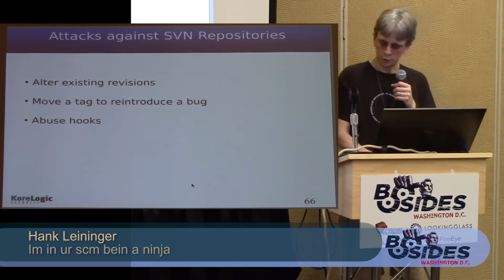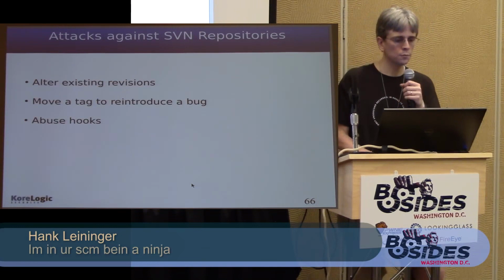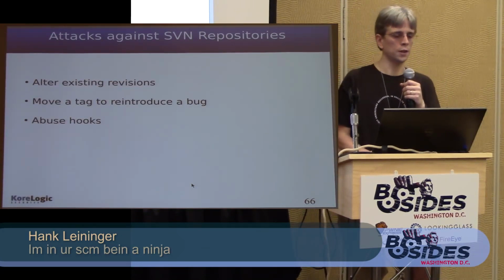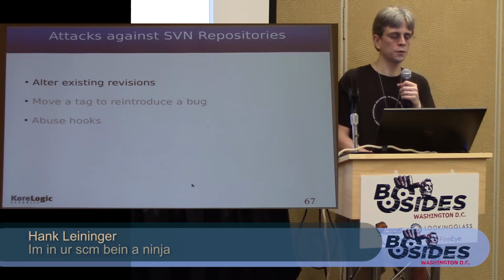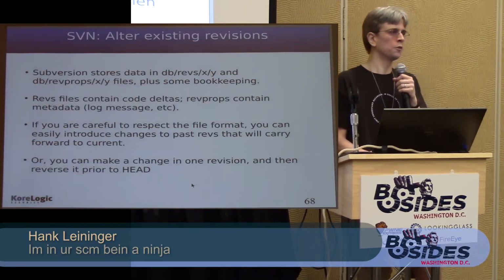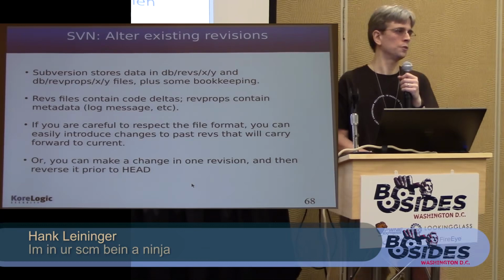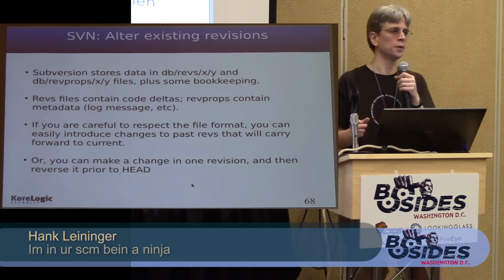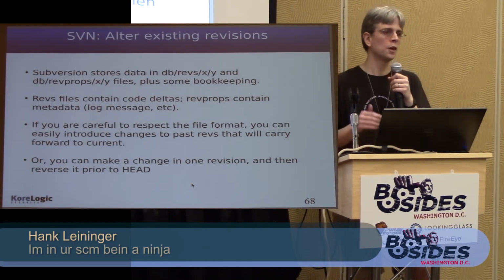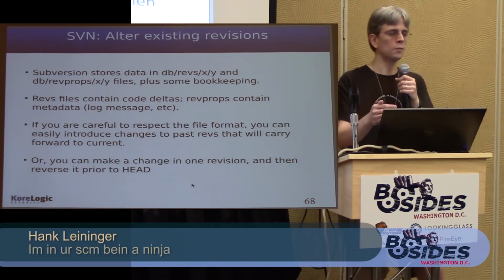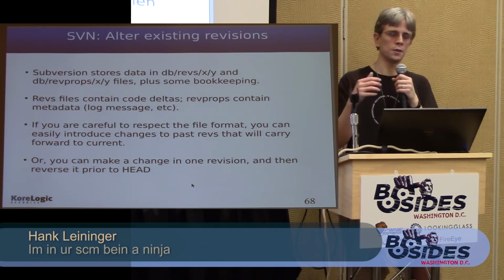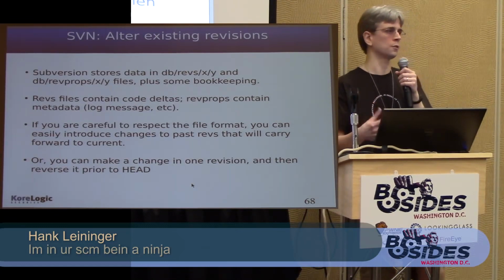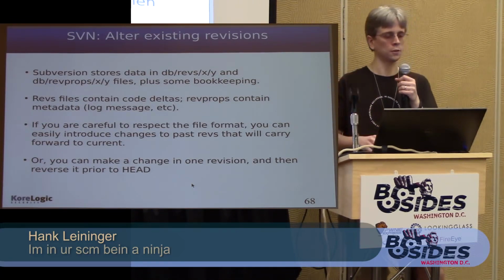We'll go through some for Subversion. A lot of the same things can be done in Subversion as could be done in CVS. So, alter an existing revision. The Subversion on-disk format is totally different from CVS's. Instead of .v files, we have revs files and rev props files. Every time you make a commit, a revs file gets added that is the delta of your change, and a rev props file gets added that has the properties of your change, like the log message and things like that.